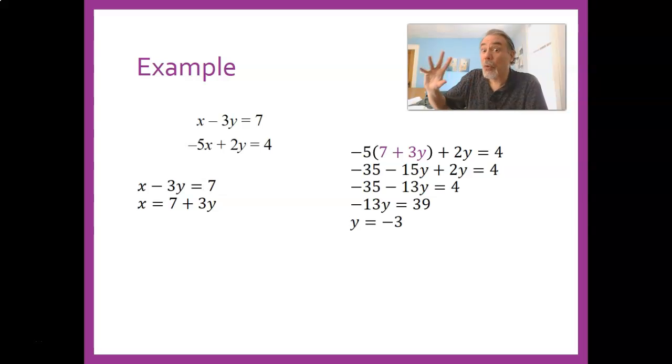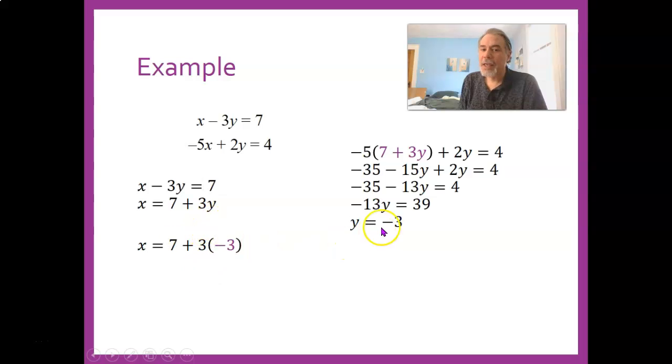I said we could temporarily forget all about x, but now that we've found a number for y, we've got to remember there was also an x involved. I wonder what that is. Well, that's going to be easy to find. Now that we have this number for y, we can come back over here where it says x equals 7 plus 3y. We can put that number in place of the y. X equals 7 plus 3 times negative 3. So 3 times negative 3 would be negative 9, and 7 plus negative 9 would be negative 2.